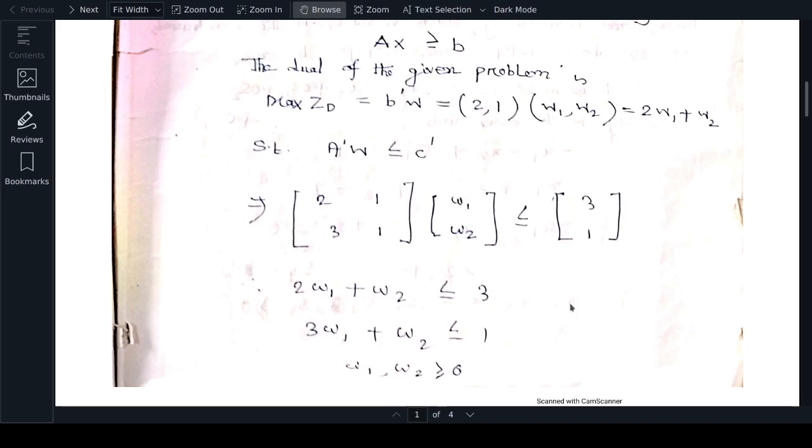Sir, where did A transpose W less than or equal to C transpose come from? How did we know that we have to use this one?